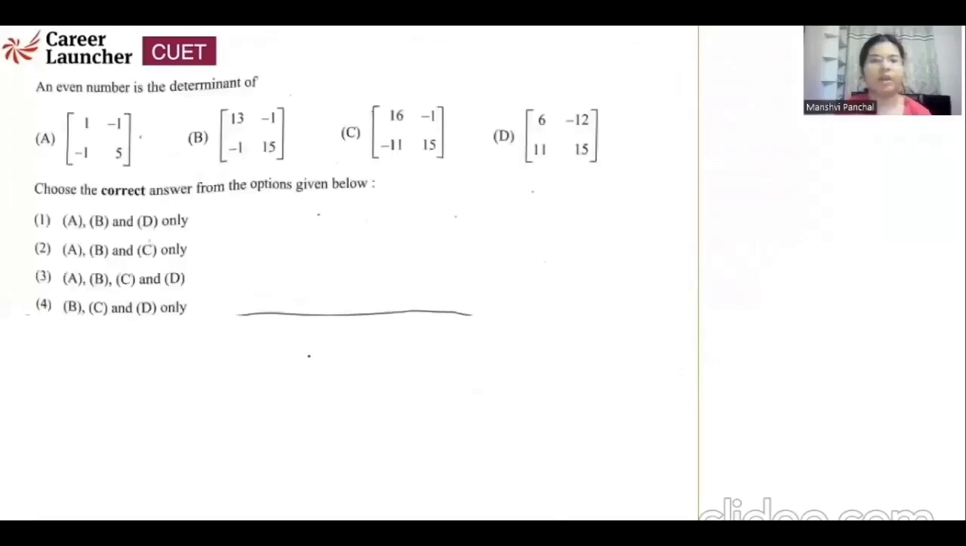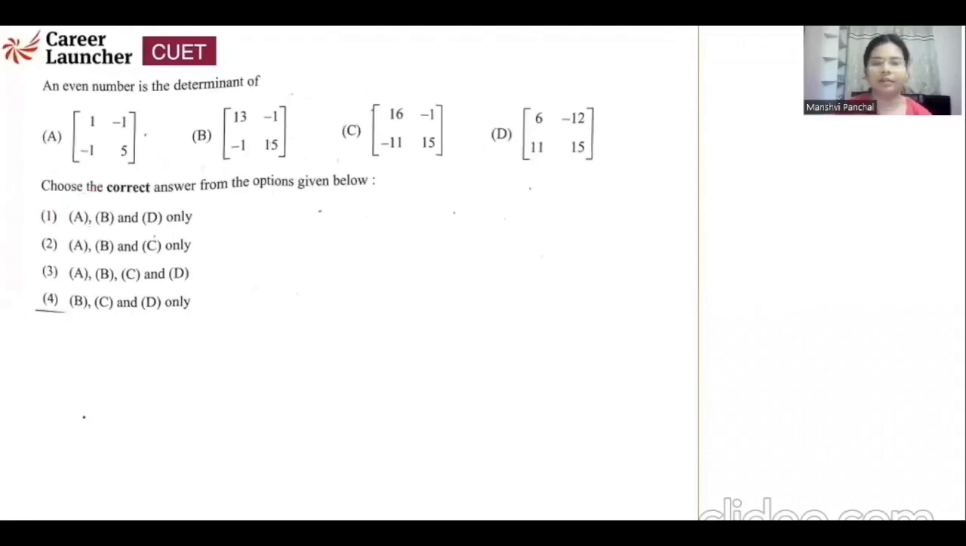Next, we have question number 84. An even number is the determinant of which. So we'll find. This will be 1 into 5, minus 1, so 4. 13 into 15 will be an odd number, plus 1, again an even number. 16 into 15 will be an even number, plus 11, so odd number. 6 into 15 will be an even number, plus you will be doing 12 into 11 here. 12 into 11 will be even, so again even. So A, B, D have even, so option 1 is the correct answer.